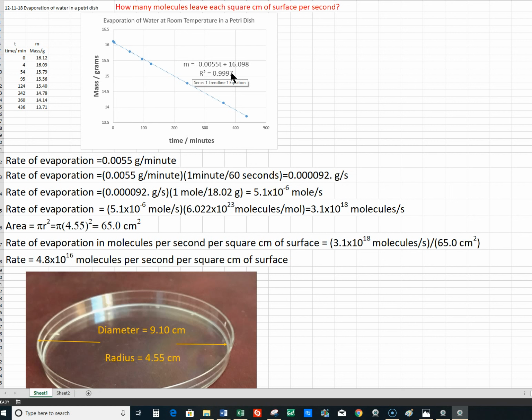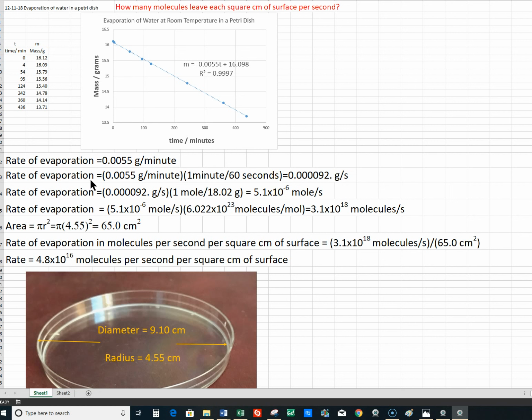Now, the slope, minus 0.0055, would be the rate of evaporation in grams per minute. So the rate of evaporation, I made it positive, but it's actually negative, 0.0055 grams per minute. I'm getting that from the slope. That's how fast water is leaving the surface.